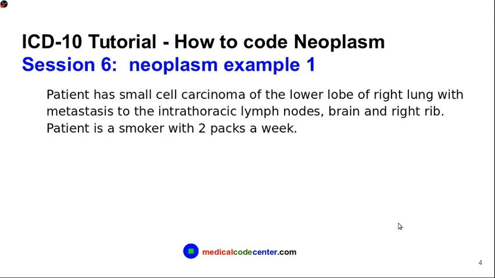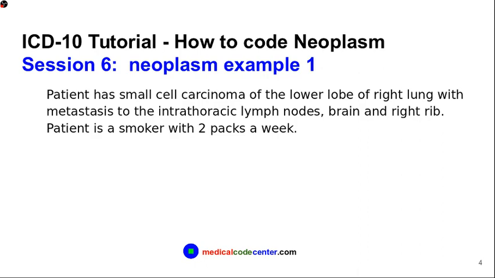Okay, let's go through the first example. A patient has small cell carcinoma of the lower lobe of the right lung with metastasis to the intrathoracic lymph nodes, brain, and right lip. The patient is a smoker with 2 packs a week. Now is the time to pause the video. Feel free to pause the video and go through your ICD-10-CM book and find the neoplasm table.